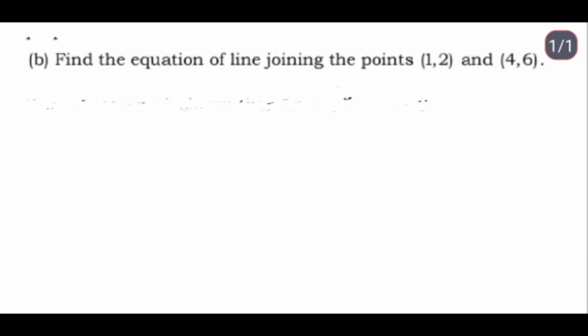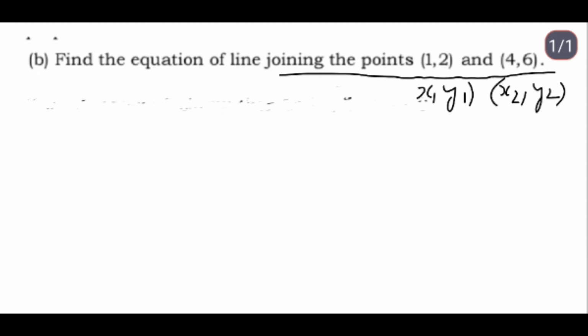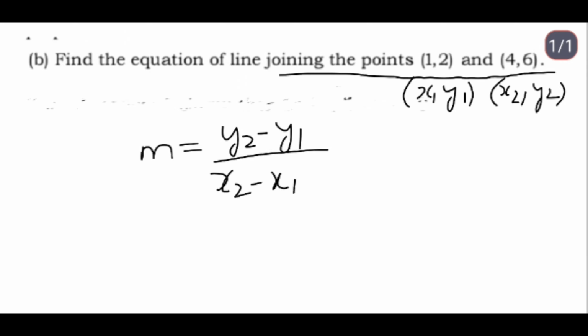This is the 25th question, same question, part B. To find the equation of the line joining 2 points, given (1, 2) and (4, 6). So we need to find the equation of the line joining. Let us consider x1, y1 and x2, y2. Now I am going to write the equation: m = (y2 - y1)/(x2 - x1). Substitute: (6 - 2)/(4 - 1), so you will get 4/3.